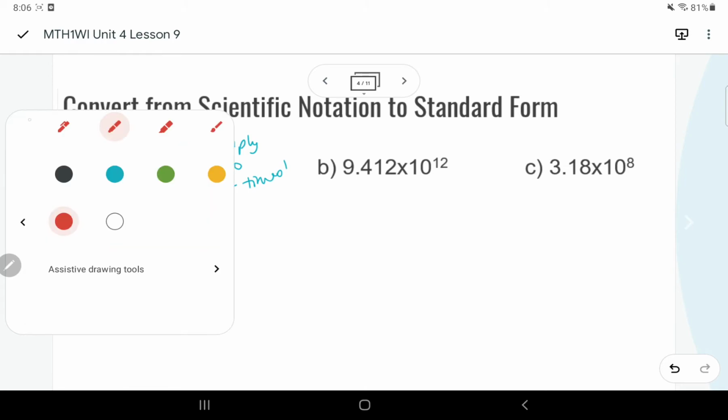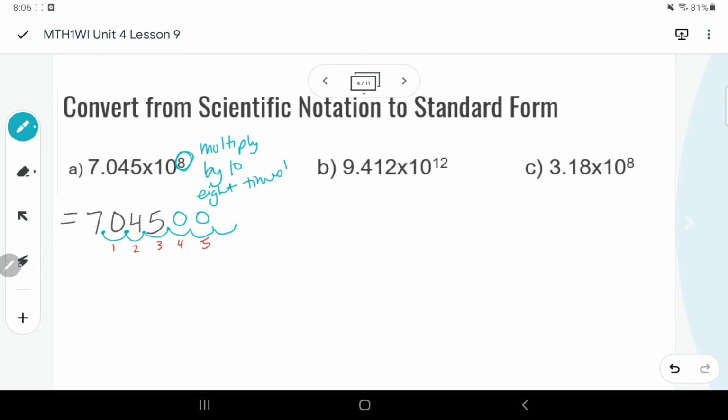And you would not ever really label these steps like this. 6, 7, 8. I'm just showing these like labeled numbers in red to show you how I'm counting those steps. But you wouldn't have to actually show that on your work. So this will be 7, 0, 4, 5 with then how many? 1, 2, 3, 4, 5 zeros at the end. So that's 704,500,000.